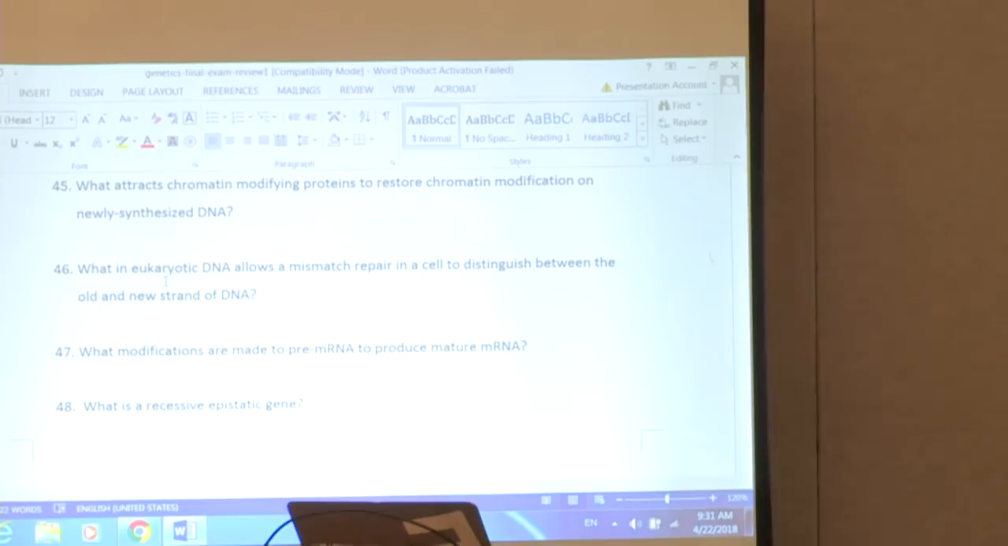So what in eukaryotic DNA allows a mismatch repair in a cell to distinguish between the old and the new strand? Okay, yeah, you're right. The old strand is methylated, but we're thinking more about replication, like if we get a mismatched nucleotide base, right? And we need enzymes to go in and figure out which strand is the old strand and the new strand. Because we don't want to modify the old strand because that would completely throw off our DNA, right? We want to fix the new one that we've placed. So how can the cell distinguish between the old strand and the new strand?